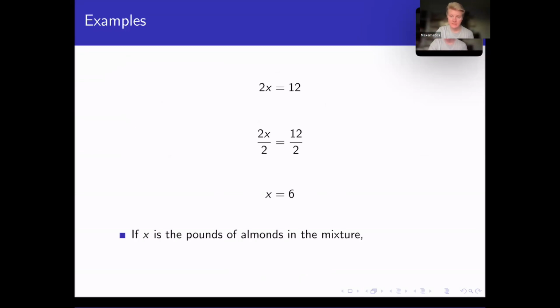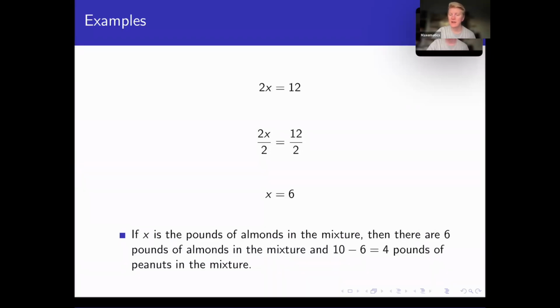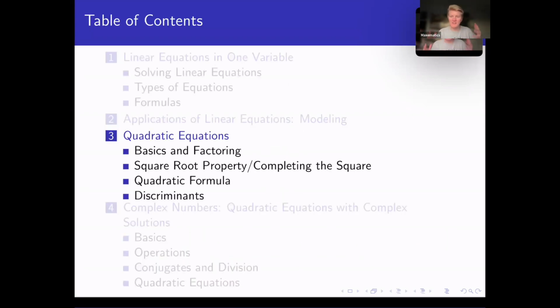So that means that we have 6 pounds of almonds in our mixture. Okay, well, if there's 6 pounds of almonds and the entire mixture is 10 pounds, then there are 10 minus 6, or 4 pounds of peanuts in the mixture. Okay, so you want a $32 mixture of almonds and peanuts. You need 6 pounds of almonds and 4 pounds of peanuts. So, yeah, very, very weird section.